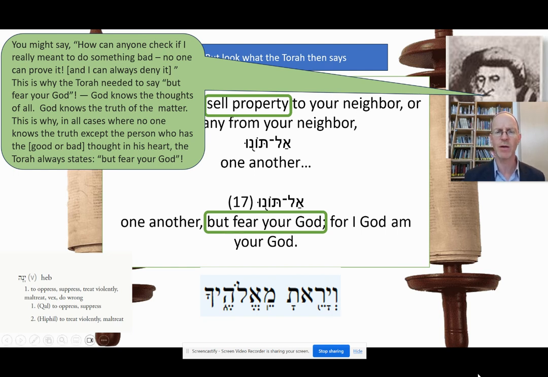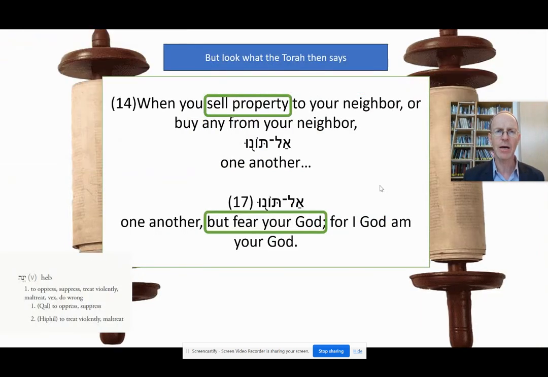So these words, Vayareta Elokecha, but fear your God, don't just happen here, but in many places in the Torah. And it's always talking about something where you know the truth and no one else knows what your heart or your mind is thinking at the time. That's different than selling property, because with selling property, I can go to a friend and say, was this a fair purchase? Or I can go to an expert and say, was this a fair purchase?